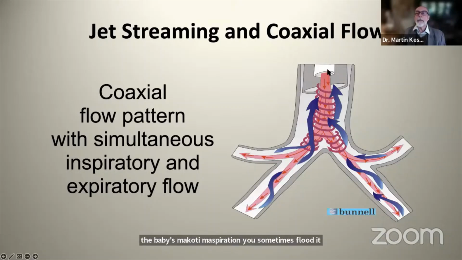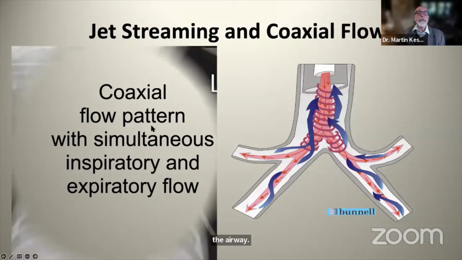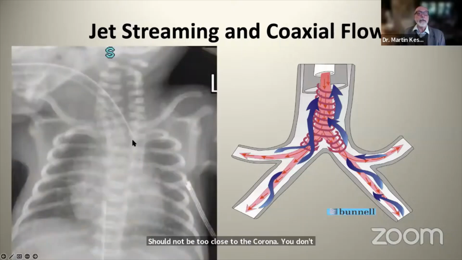But what's important with the jet ventilator, and what makes it a little bit tricky to use, is that this jet stream needs to be carefully aimed down the center of the airway. Should not be too close to the carina. You don't want the head turned to the side because the endotracheal tube comes in at an angle and this jet whole thing is broken up.